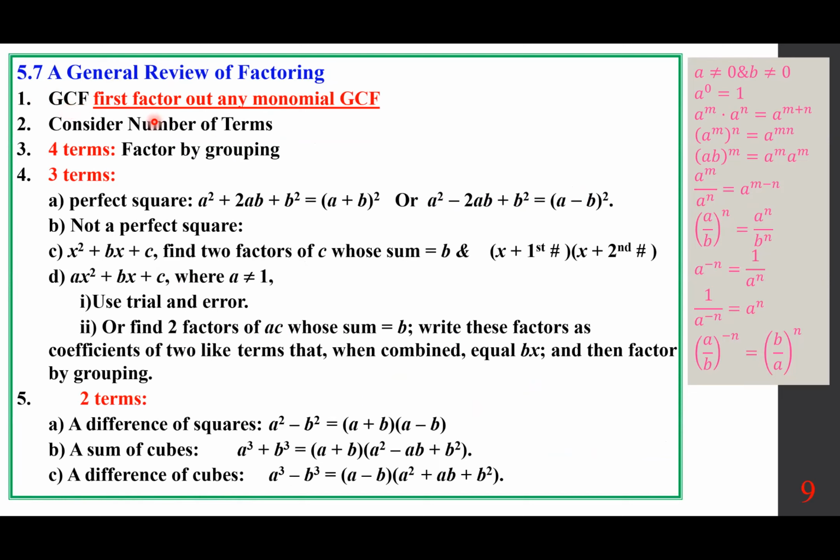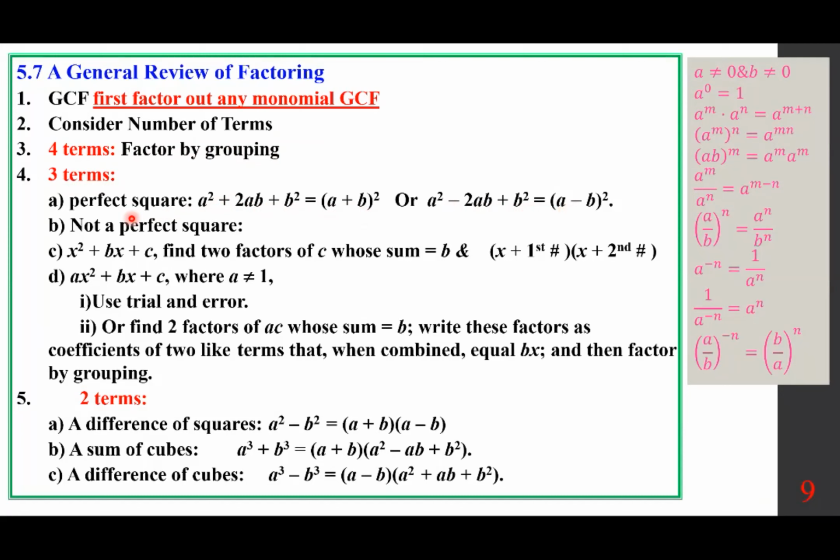Number 2, look at the number of terms. How many do we have? 4 or more. We have to do it by grouping. If we have 3 terms, then is it a perfect square trinomial, such as a squared plus 2ab plus b squared, which becomes a plus b squared? Or a squared minus 2ab plus b squared, which becomes a minus b squared?